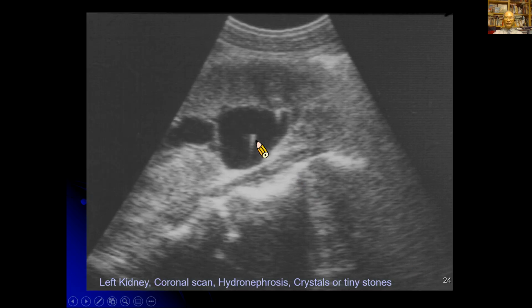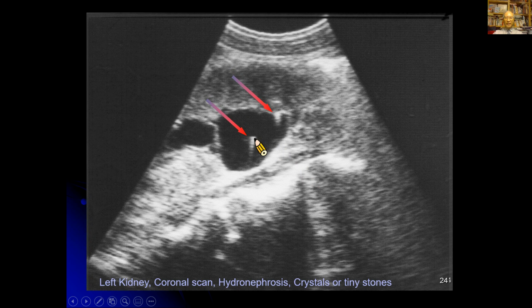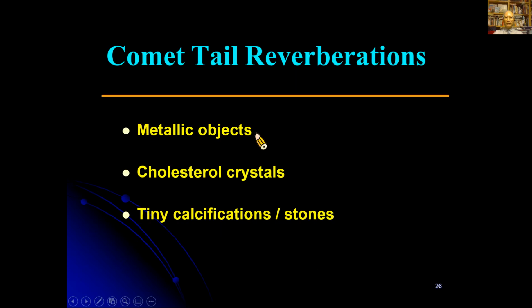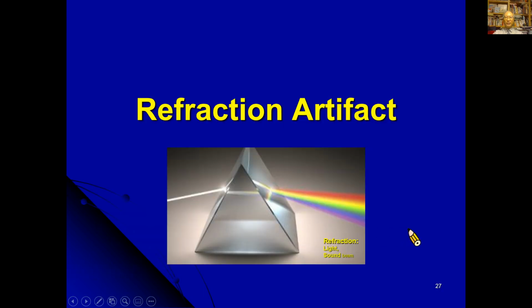How about this? It's just like a comet-tail, right? This is a kind of comet-tail artifact caused by tiny stones or crystals in the hydronephrotic kidney. And here, an IUD inside the uterine cavity. There's a comet-tail artifact arising from the metallic object. And not uncommonly, you can see the artifact from cholesterol crystals, tiny calcifications, or small stones.